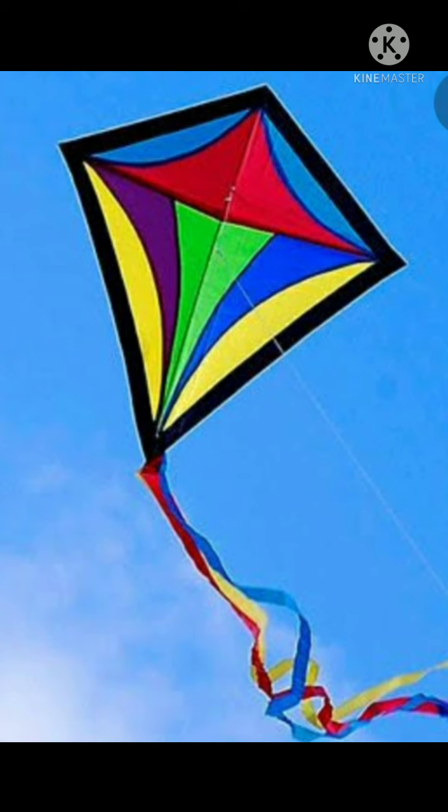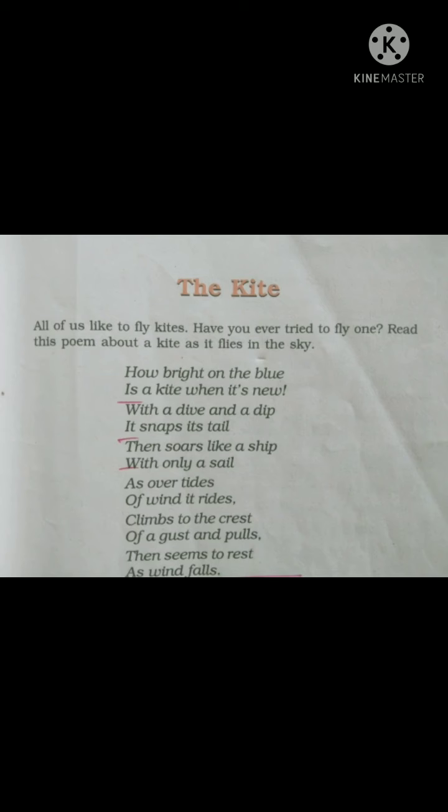How bright on the blue is a kite when it's new, with a dive and a dip it snaps its tail. A new kite looks nice and bright when it flies in the clear blue sky. The kite soars high in the sky, and when it is a new kite, it looks so beautiful. How bright on the blue means how bright in the sky. Here the poet calls the sky blue as the sky is blue in color.